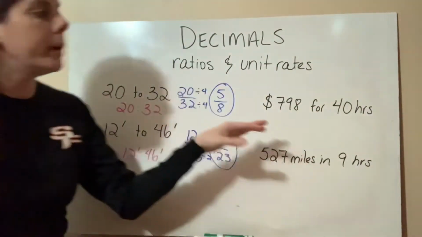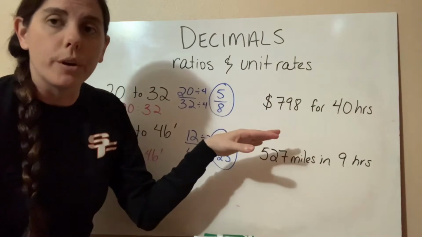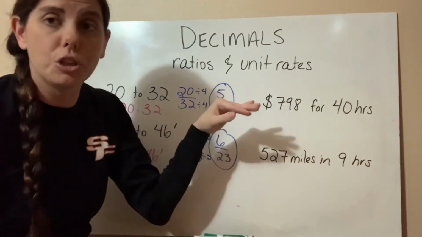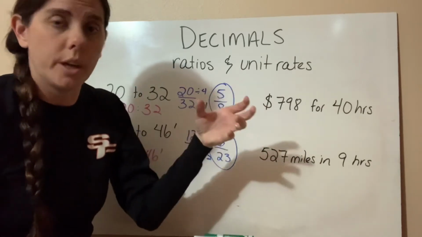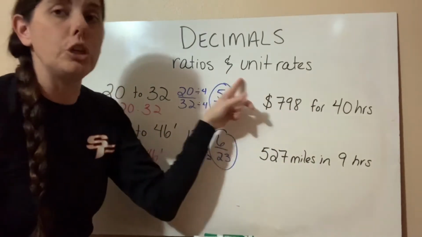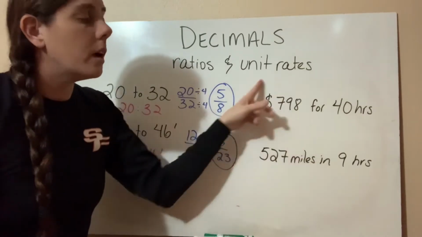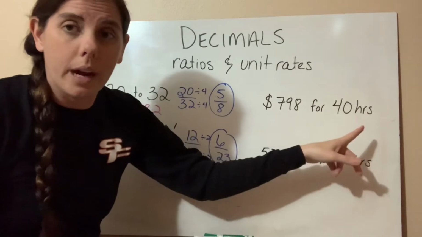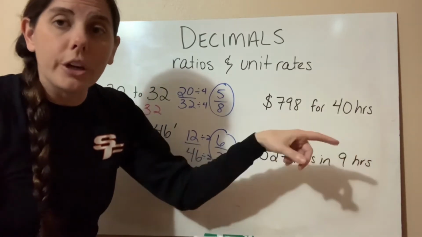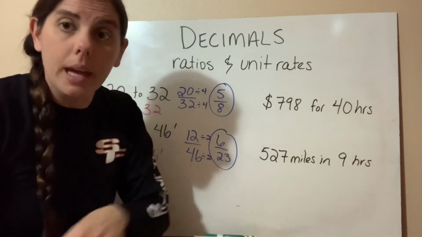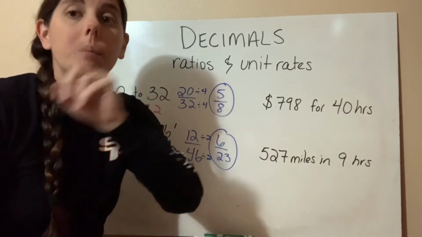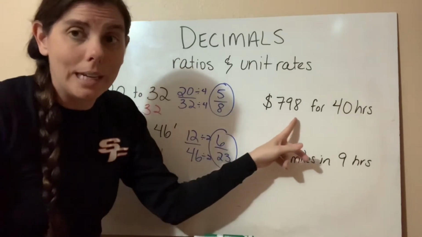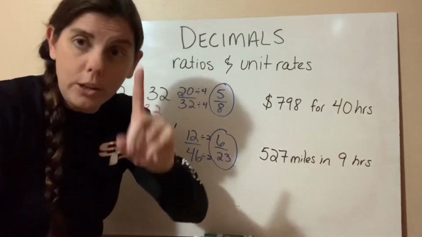Now, what if we have a ratio where we're using separate units, and it's already applying to a real world situation. So this is where we're trying to find a unit rate. So we got $798 on our paycheck and we worked 40 hours. So we want to know how much money did we make in 1 hour? So that would be a unit rate. So 40 units gave us 798. How much would 1 unit give us?